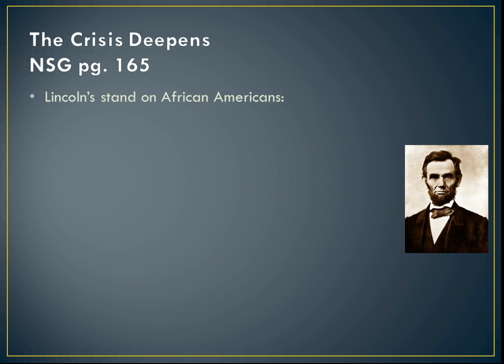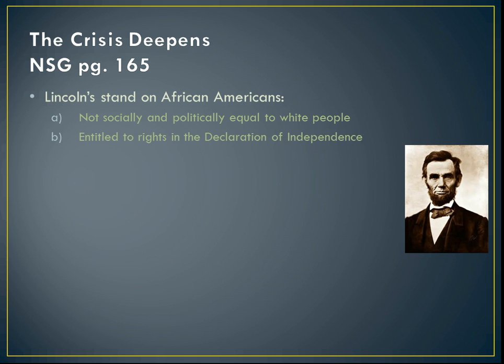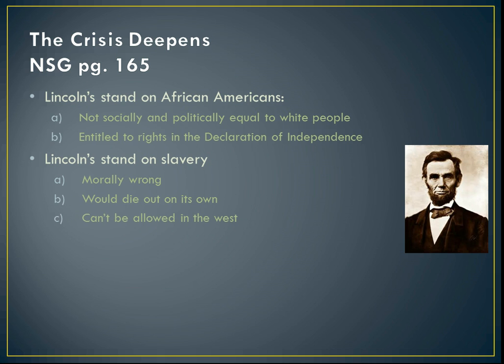Lincoln's stand on African Americans: not socially or politically equal. So that would be kind of a backward view of what we think today. But he thought that they were entitled to the rights in the Declaration of Independence. His stand on slavery was that it was morally wrong and that it would die on its own. Abraham Lincoln thought that eventually slavery would cease to exist and would die out on its own. Okay, and it can't be allowed in the West. He thought, hey, you can't throw slavery into the West.